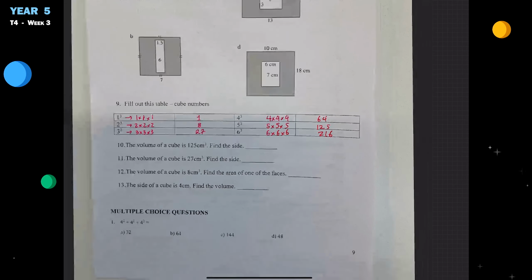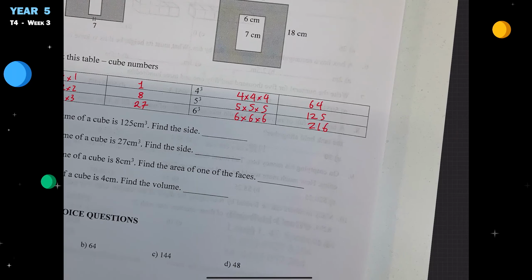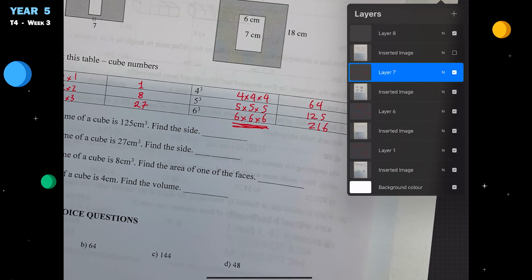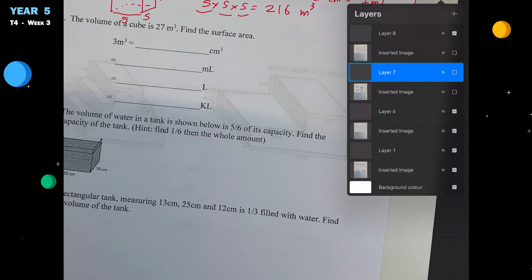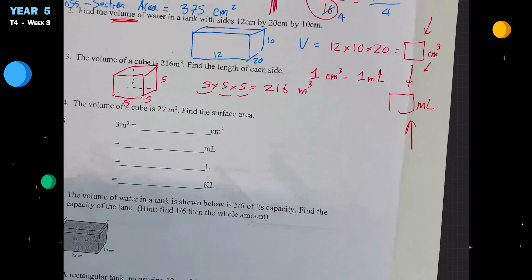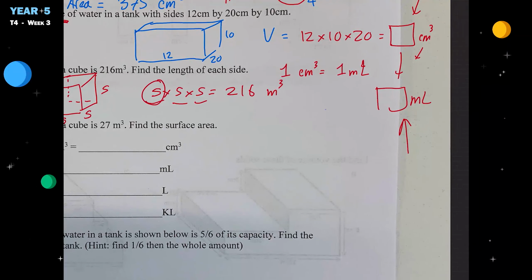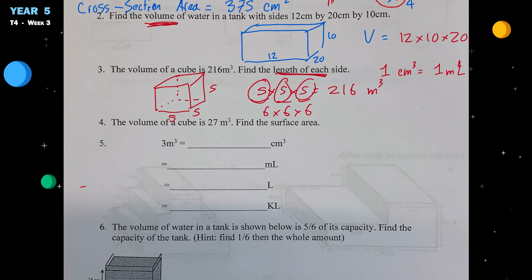216. So, which 3 numbers multiply to give me 216? Obviously, the 3 numbers must be 6s, all 6s, okay? So, go back to the previous question. What 3 numbers multiply together to give me 216? That must be 6 times 6 times 6. It says find the length of each side. That means that each side must be 6. So, we can rub this out and put the answer here, 6, 6, and 6. There you go.